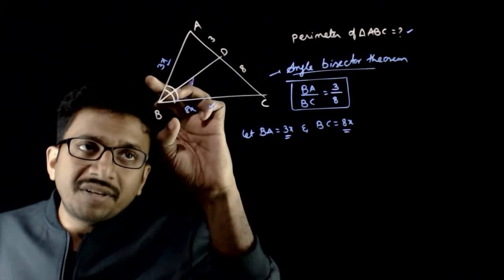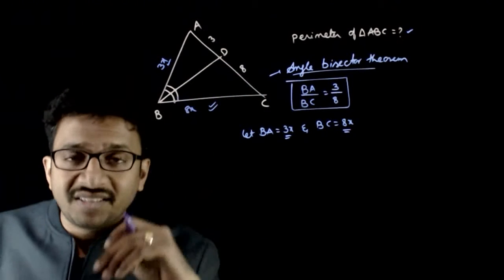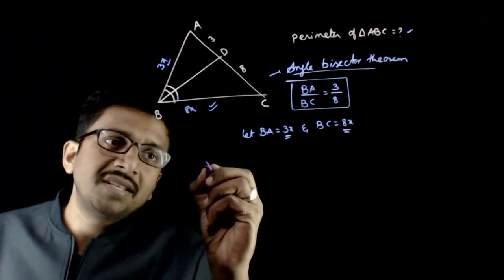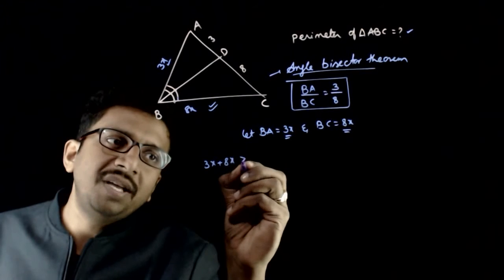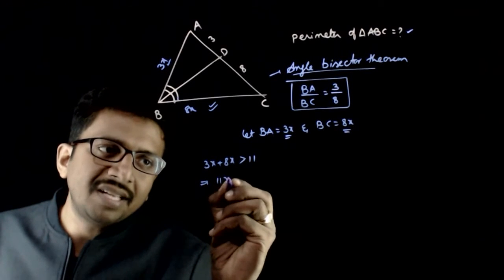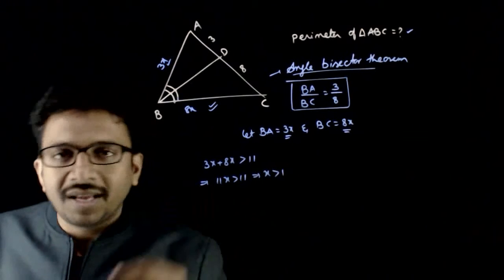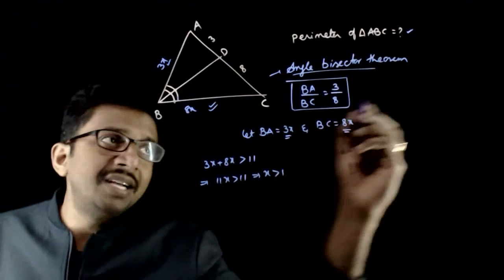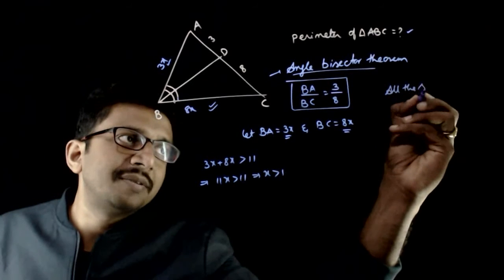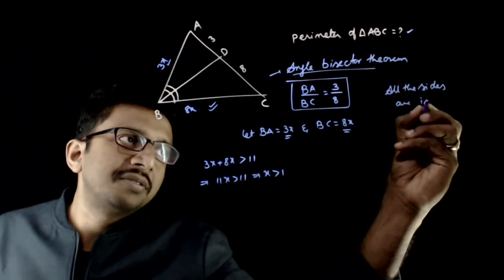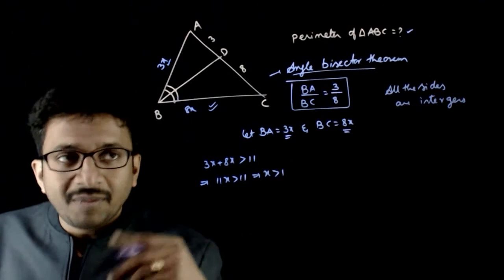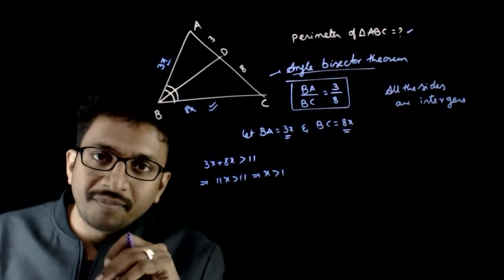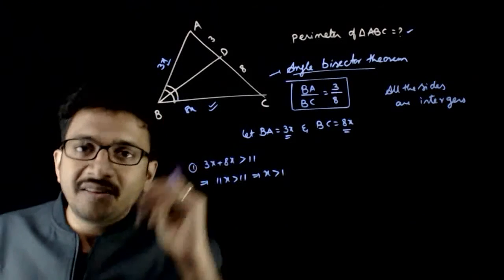Now the sum of two sides of a triangle should always be greater than the third side, right? So 3x plus 8x has to be greater than 11. That means 11x has to be greater than 11, so x has to be greater than 1. x cannot be less than 1. And in the question it's given that all the sides are integers, so x cannot take any fractional value. And x has to be greater than 1, which means x cannot be equal to 1.